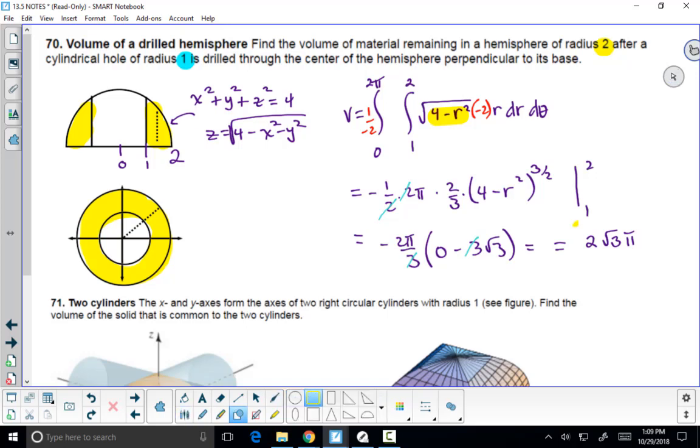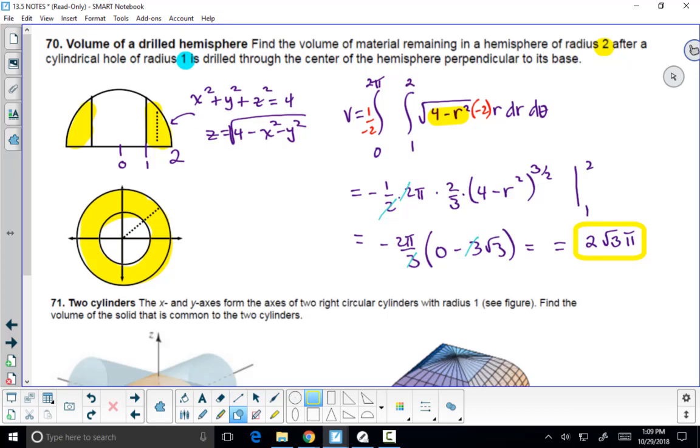Nice. Enjoy it. 2 root 3 pi. We know what's coming: units cubed. No units, but we know that they're cubic units. It's volume. It's positive. It better be positive. That's good. Question?